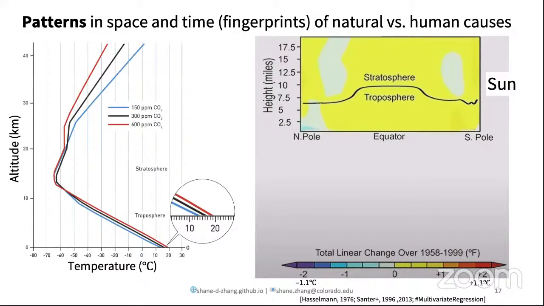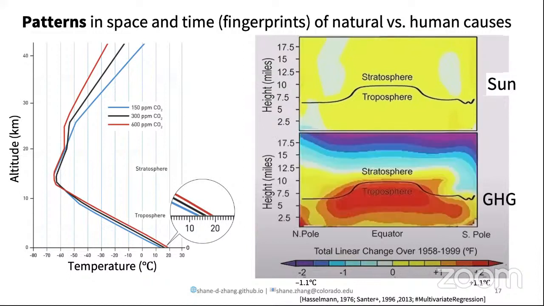However, as predicted by Manabe in the 1960s, with an increase in greenhouse gases such as CO2, the lower atmosphere will get warmer, but the upper atmosphere will cool down. And here is the prediction of temperature change due to greenhouse gases.